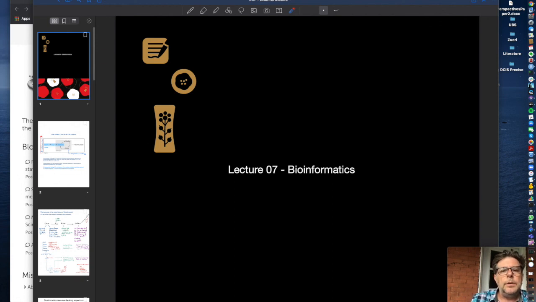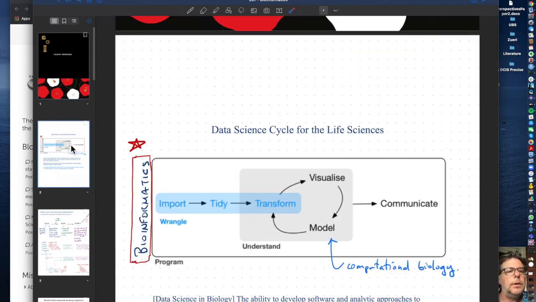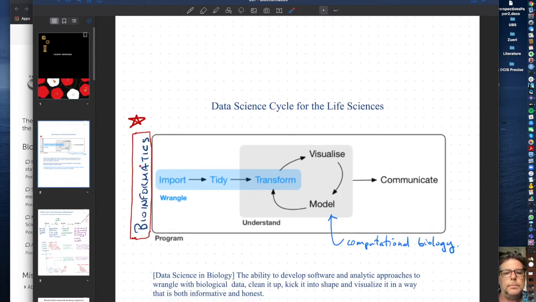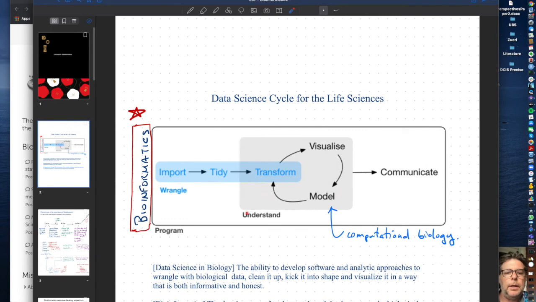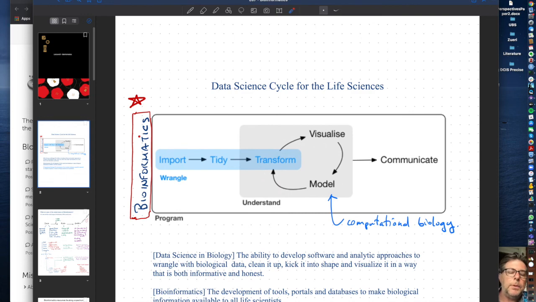Okay, so this is the first lecture of the second part of the course, and we're going to start to look at bioinformatics here for the next few weeks. I think we're all pretty familiar now with this little cartoon of the data science cycle. We're going to focus a little bit upstream of that cycle, which is these bioinformatics databases and portals and repositories. And we're going to take a look today at a few of them in some detail.